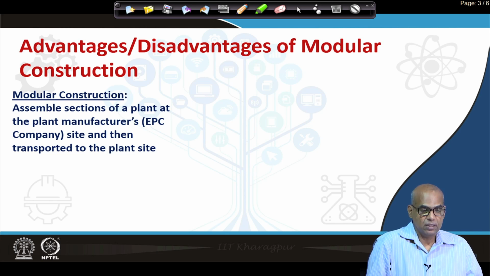Now, modular construction means that some part or some sections of the plant is assembled at the site of the EPC company and then that is transported to the plant site. So, instead of building everything on site, the EPC company or the plant manufacturer company will assemble sections of a plant on their site and then it will be transported to the plant site.